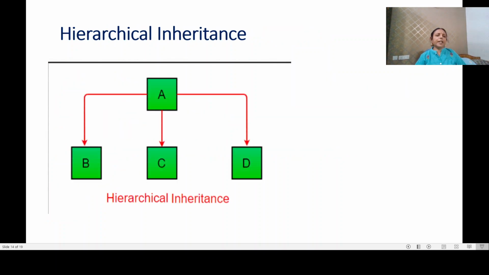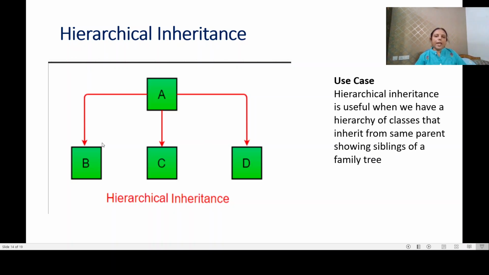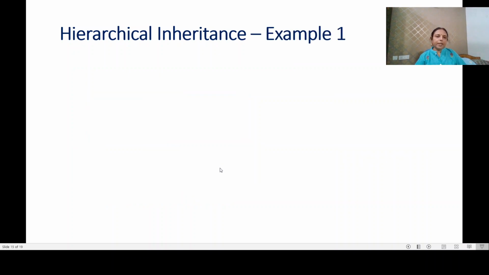And in hierarchical inheritance, we have multiple child classes and only one parent class. So this is what is called hierarchical inheritance. Here B can inherit the property of A, C can inherit the property of A, D can inherit the property of A, but there is no interlink between B, C and D. So hierarchical inheritance is useful when we have a hierarchy of classes that inherit from the same parent, and these are called the siblings of a family tree.